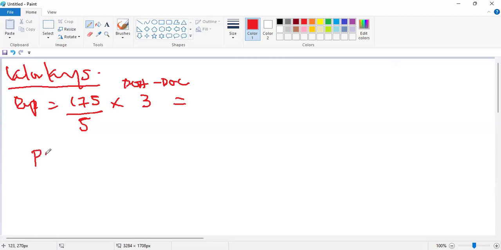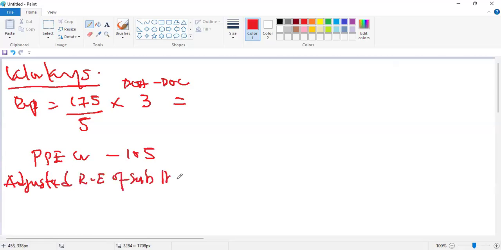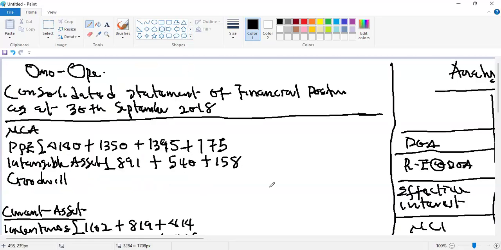So PPE will be credited, minus 105. Adjusted retained earning of the subsidiary, I will also debit minus 105. Good. I'll go and post. No issue. PPE, out of the surplus of 175, 105 has been consumed.